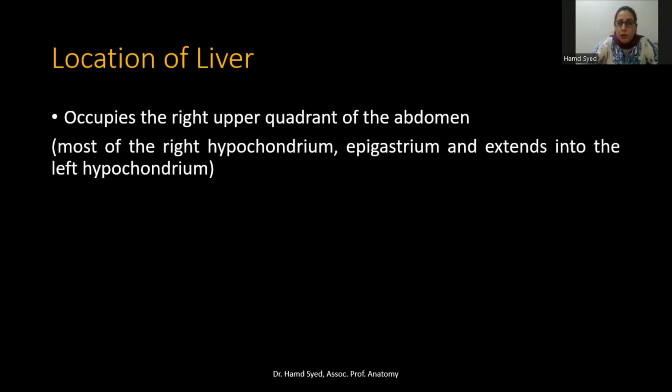Now, moving to the anatomy of the liver, which we are going to talk about, let's first discuss the location and position of the liver. The liver occupies the right upper quadrant of the abdomen. Now, this area is the right hypochondrium, the epigastrium, and on the left side, it extends into the left hypochondrium.